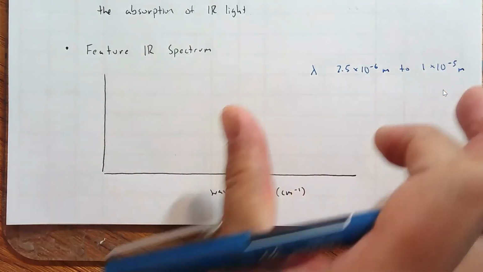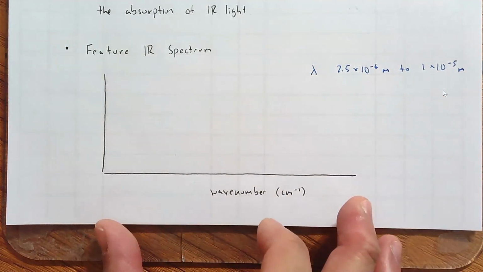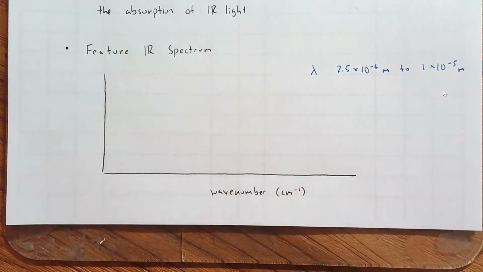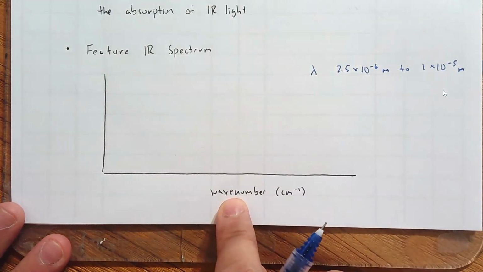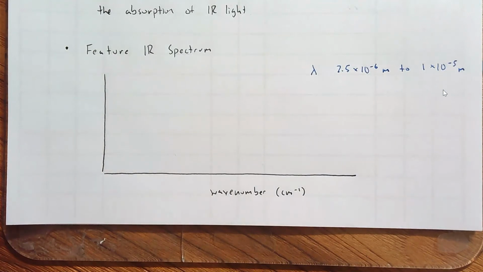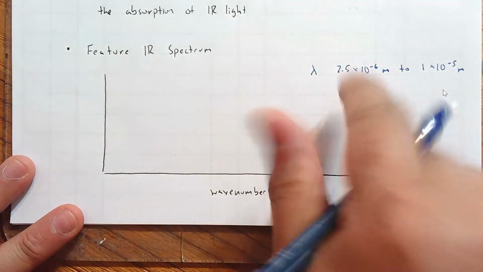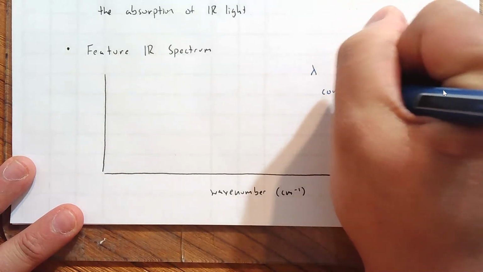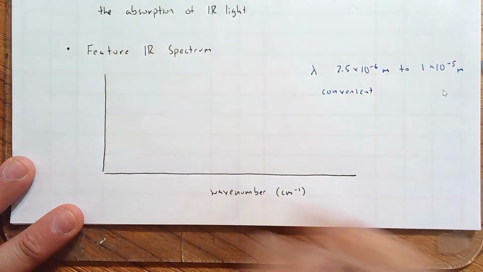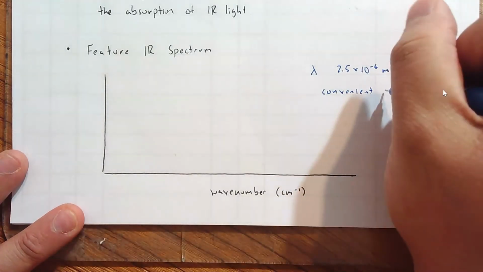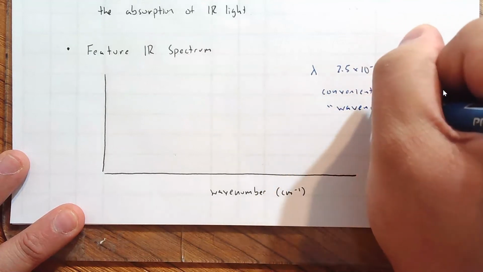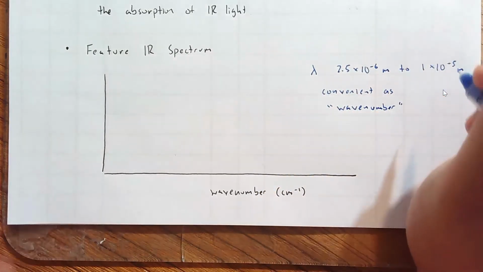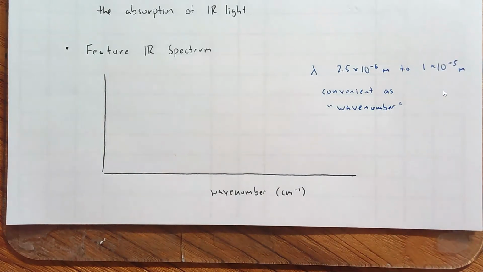But to plot on this scale would be a little bit unwieldy. So we're going to convert wavelength into what's called a wave number. I'm not going to show you the actual conversion, but instead of using this as a scale, what's more convenient is graphing the absorption as what's called a wave number. And what it really is, it's waves per centimeter.